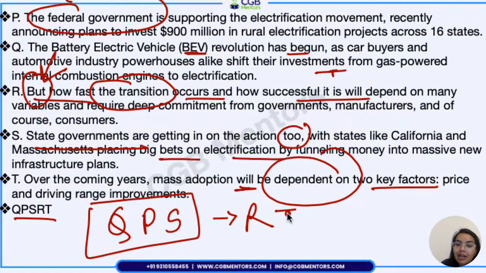So after R we continue that there are so many problems, how fast things can happen, and in the future there will be two main factors. So RT came at the end. You have your answer in front of you.